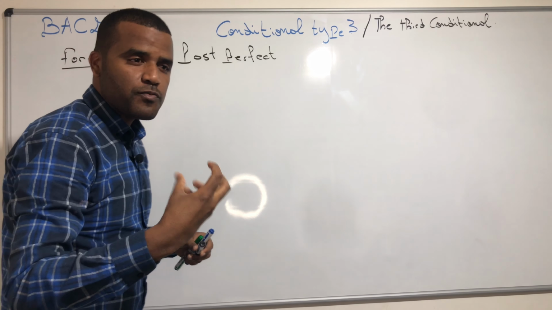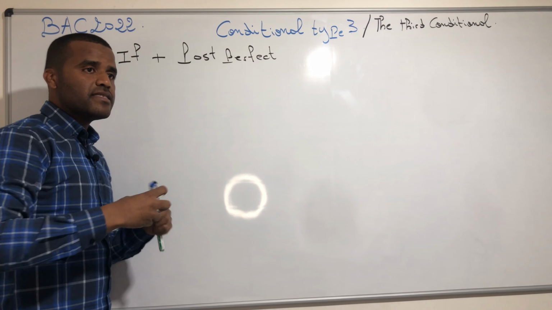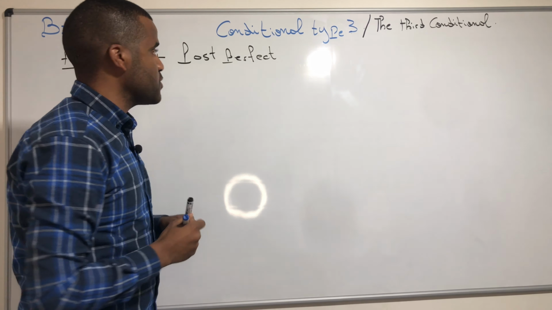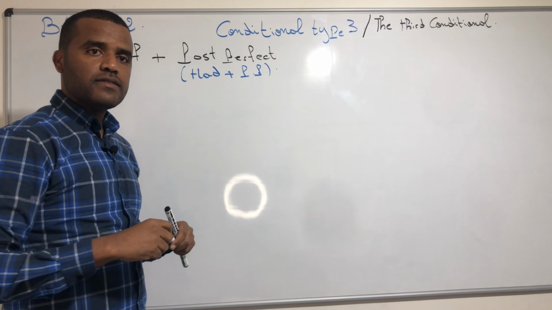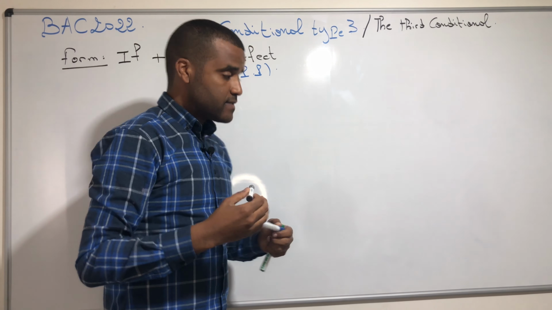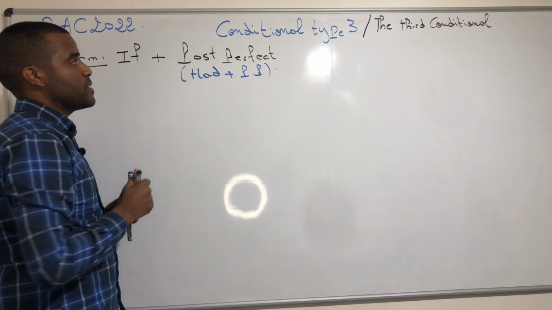And what is the rule of the past perfect? It is had plus the past participle of the verb. Okay, had plus the past participle of the verb. So we have the first part, if plus past perfect.